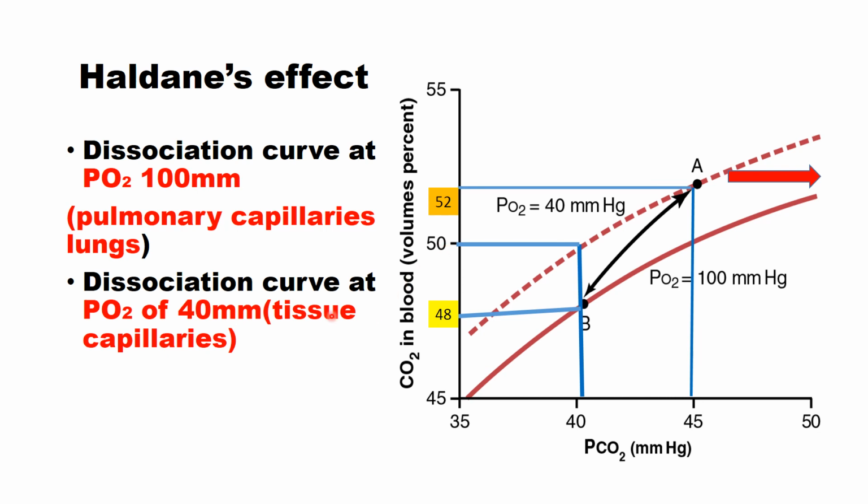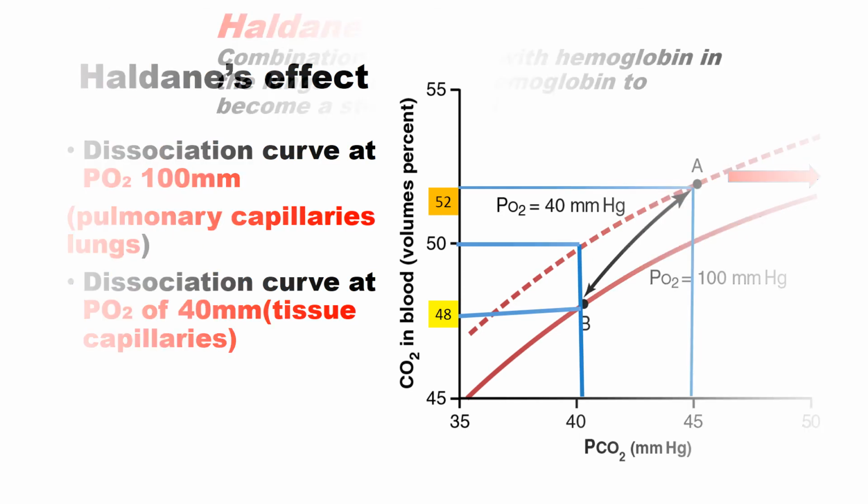This tells us about the significance of the Haldane effect, that because of this Haldane effect approximately double the amount of carbon dioxide is released from the blood in the lung and approximately doubles the pickup of carbon dioxide in the tissue. This is the significance of the Haldane effect.